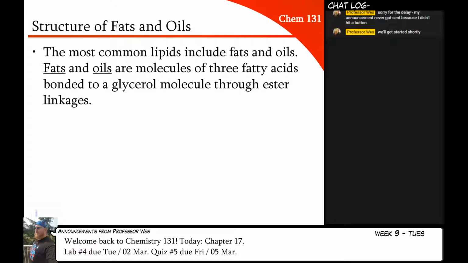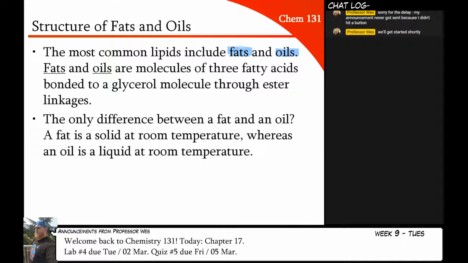Now, getting to the more overall view of the molecules that we're going to look at, we're going to use the terms fats and oils when we're talking about things that we use every day. The only difference between fats and oils, and I think I have it on the next statement right here. So a fat is a solid at room temperature, and an oil is a liquid at room temperature.